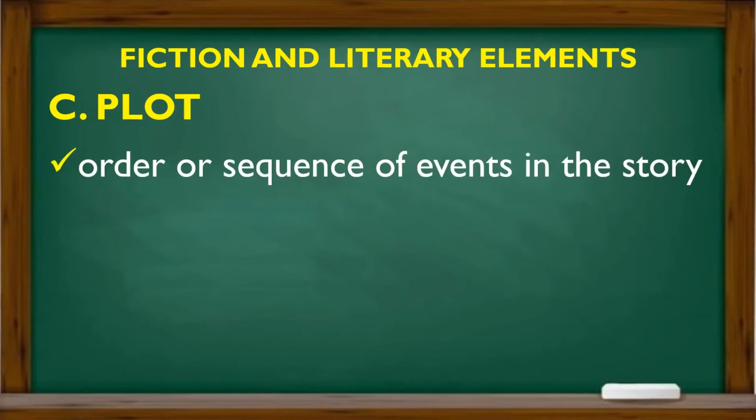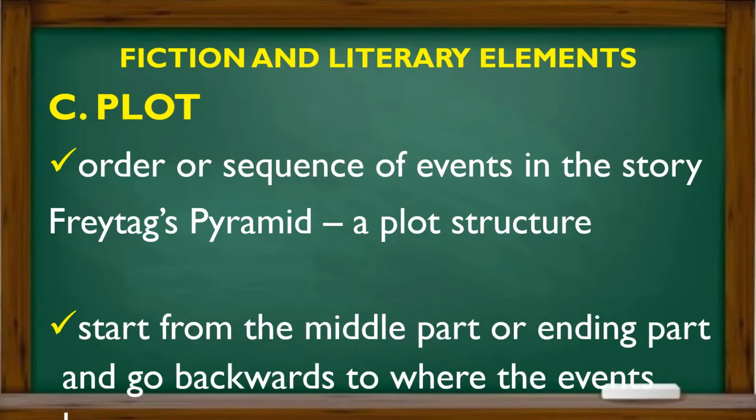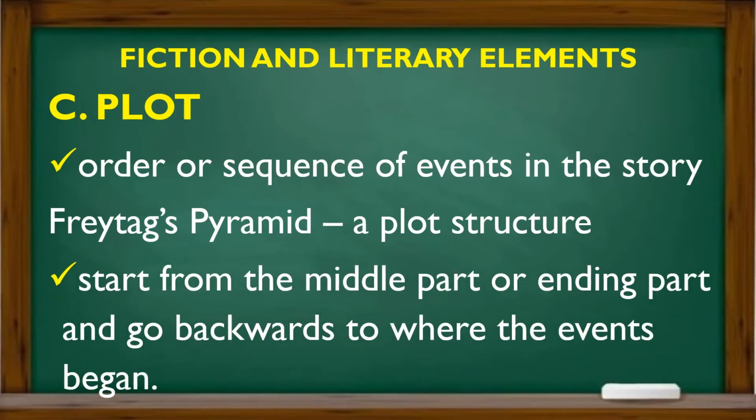Next is plot. As we know, plot is the order or sequence of events in the story. Writers usually follow a particular plot structure called Freytag's pyramid. Although this is not always the case, as some may opt to start from the middle part. That's what they call in medias res, in the middle of. Or the ending part and go backwards to where the events began. So it's how they play with the events in the story.